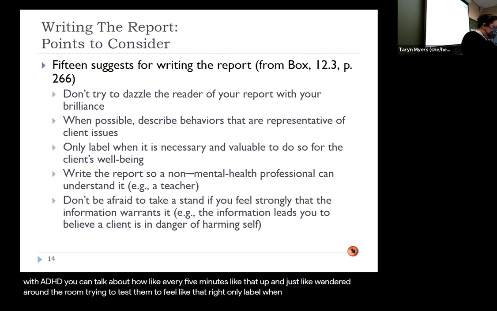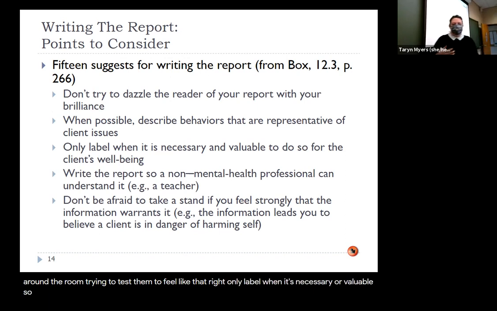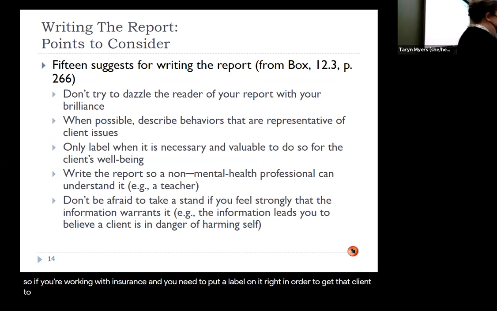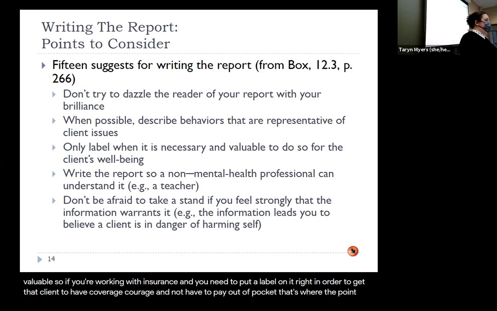Only label when it's necessary or valuable. So if you're working with insurance, then you need to put a label on it, right? In order to get that client to have coverage and not have to pay out of pocket. That's for the client's benefit, right?